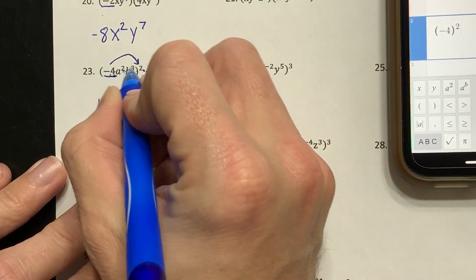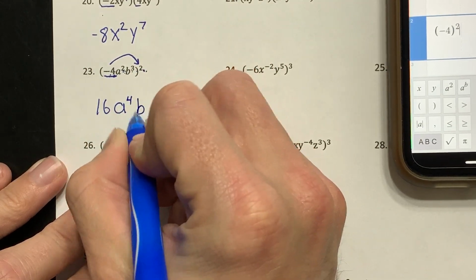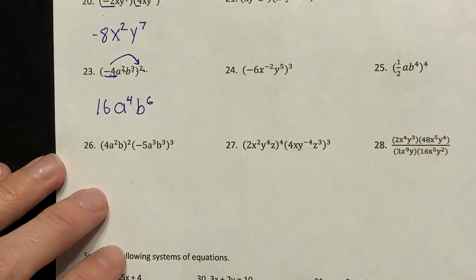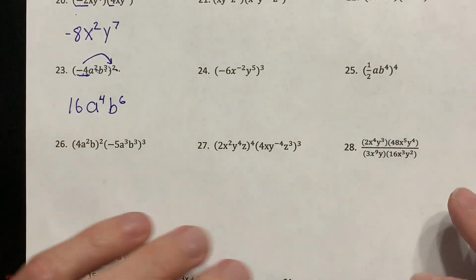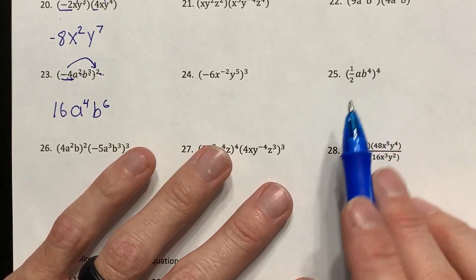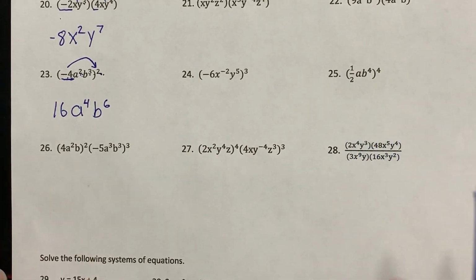So A, 2 times 2 is 4. B, 3 times 2 is 6. Nothing else really looks tricky over here. 1/2 to the 4th power, just use your calculator. Keep it as a fraction.